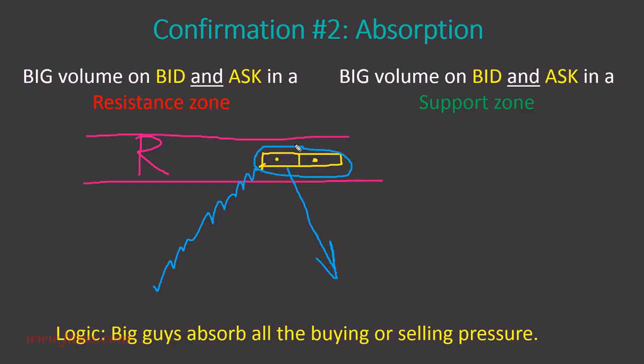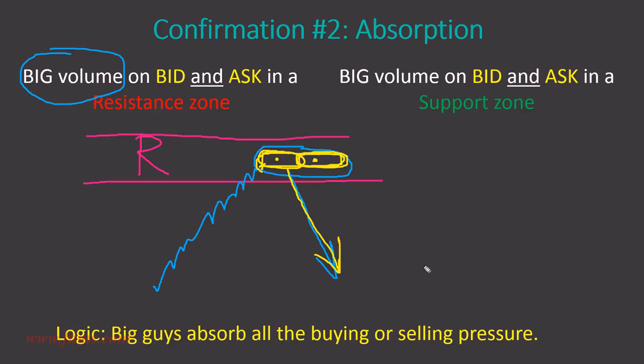You're looking for a high volume node which has big volumes on both sides of the footprint, so heavy volumes on bid as well as heavy volumes on ask. Alright, the buying pressure got absorbed and the buyers ran out of fuel and sellers took over in here. Alright, so that's the confirmation on the resistance zone.